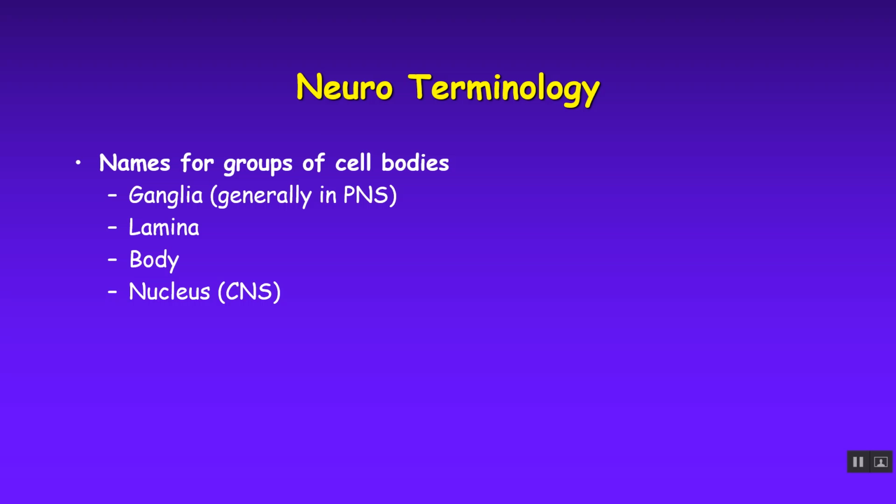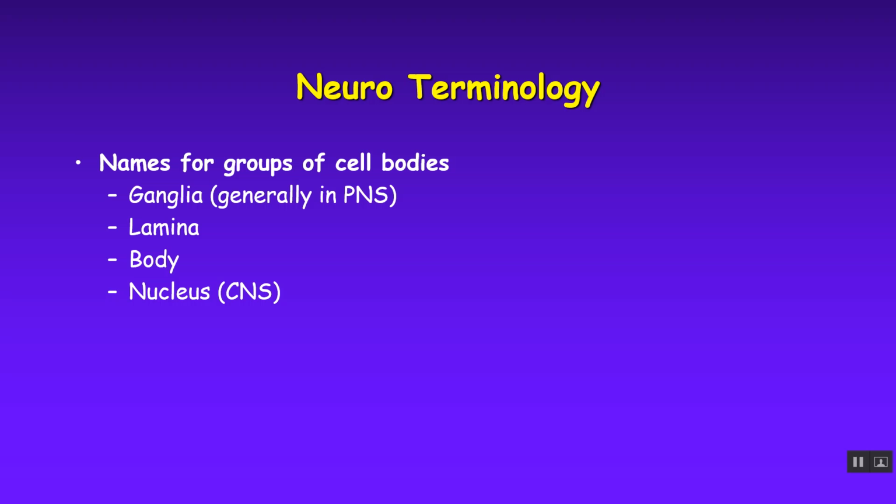The next thing you want to know is what are terms that are used to describe groups of cell bodies. So the last terms were for the axons. There's also some terms that are commonly used to describe a group of cell bodies that are going to give rise to these axons. So the names for these would be a ganglia, especially if it's in the peripheral nervous system. Typically, you refer to a ganglia if it's a group of cell bodies in the peripheral nervous system. Something like the dorsal root ganglia is in the peripheral nervous system. So a cervical ganglion is in the peripheral nervous system.